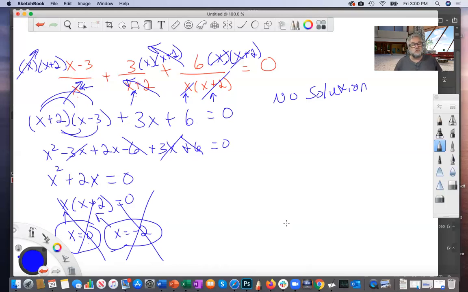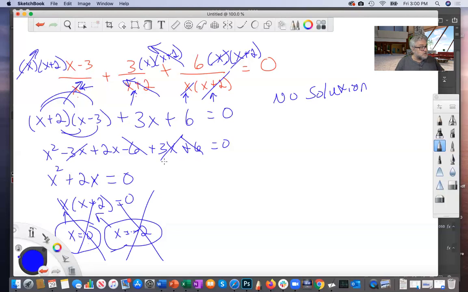Okay, no solution because both answers are extraneous solutions because both answers cause us to divide by 0 here. Doesn't matter what happens in the top. If you get a 0 in the bottom, it's dead. Can't use it. Okay? Those are the extraneous solutions. So that's really about it.